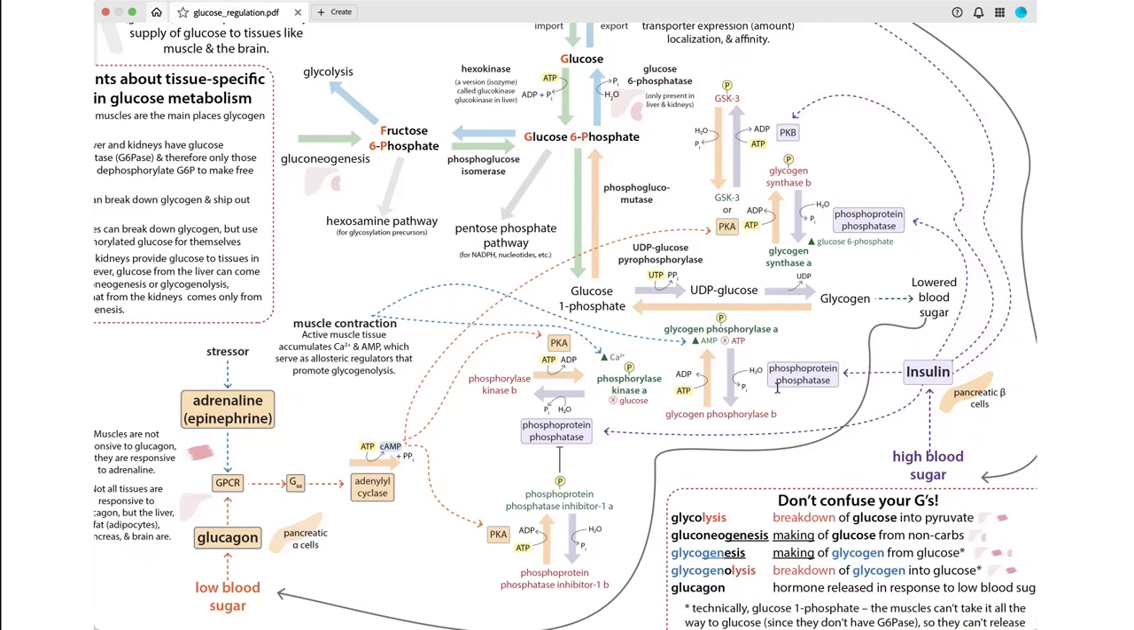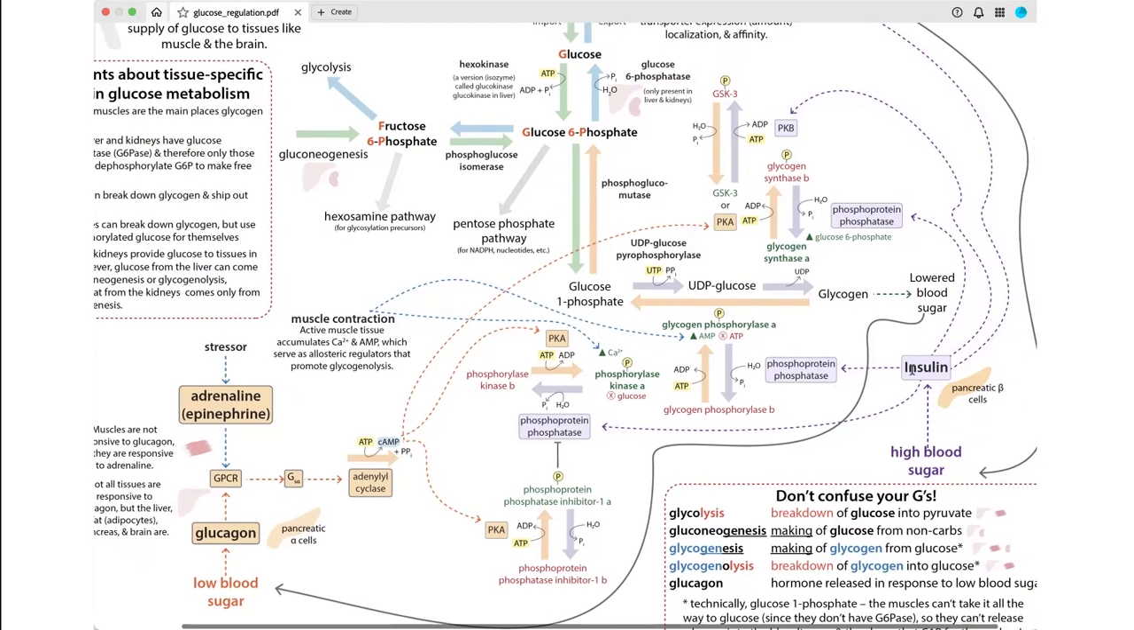It dephosphorylates our glycogen phosphorylase and inactivates it. And it dephosphorylates our phosphorylase kinase and inactivates it. So it's able to play this triple duty, where all of these signals are erased at the same time in response to this insulin signal.